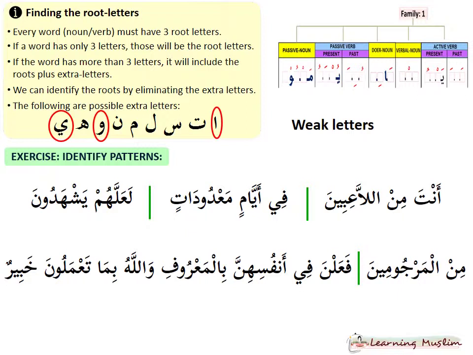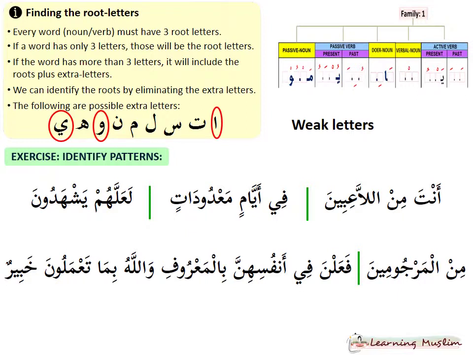The second reason why we consider them to be weak letters is that they have a tendency to change into each other. Sometimes waw will be alif, sometimes alif will be waw, and the same with ya. Sometimes ya will be alif, sometimes ya will be waw, etc. That's why we call them weak letters. So in al-la'ibina, our root is lam, ain, and ba.